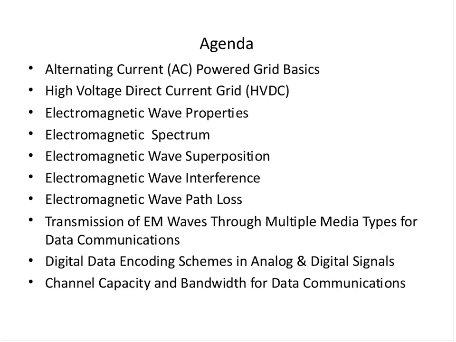Then I'll get into how electromagnetic waves propagate in different types of physical media. We hear things like fiber and twisted pair and Cat5, so I'll talk a little bit about each of those and how these waves travel. And then I'll talk a little bit about how data encoding occurs. You can have digital information encoded in analog waves and in digital waves also, and I will talk a little bit about both.